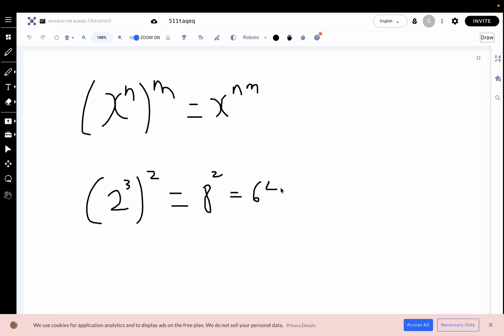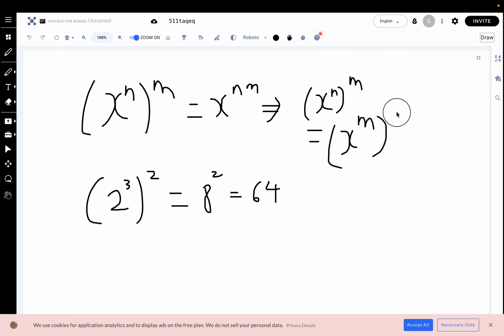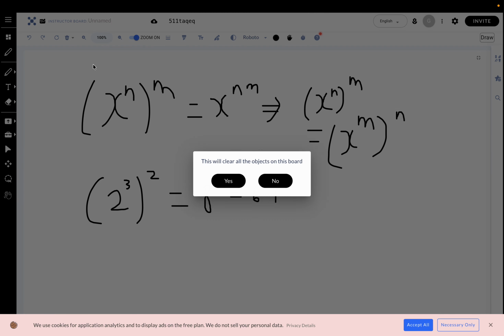And another rule of thumb is that x to the power of n, to the power of m, you can actually reverse the order of the powers. So you can actually write that in terms of like this. This may not seem useful, but it is useful in some Olympiad questions. So this is a good rule of thumb.